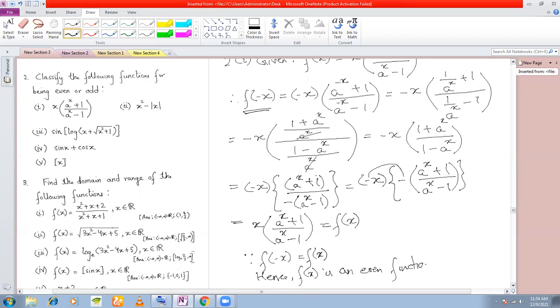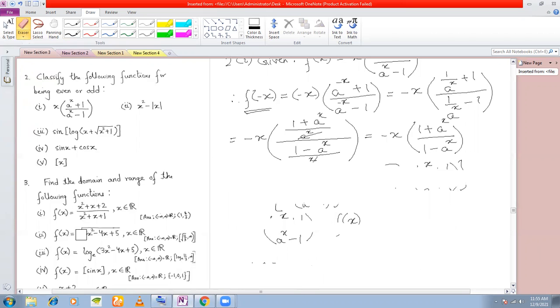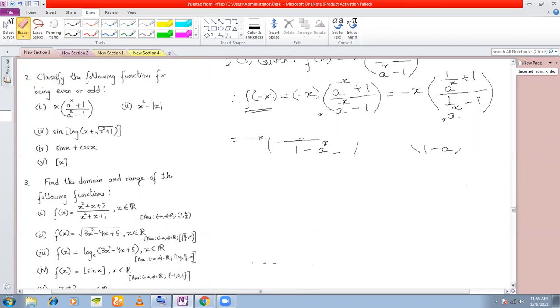Okay. Determination of even or odd function, mostly questions will be in the form of MCQs. Okay. Fine. Let's proceed with the next problem.